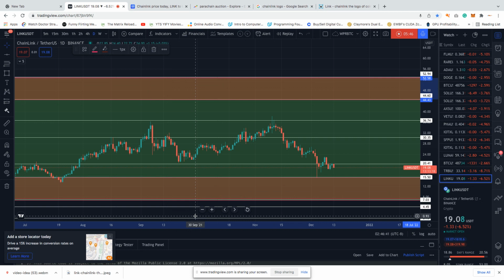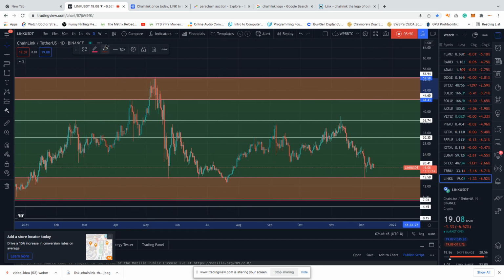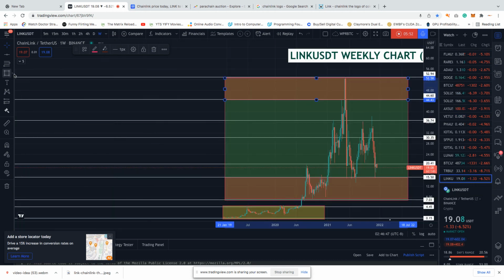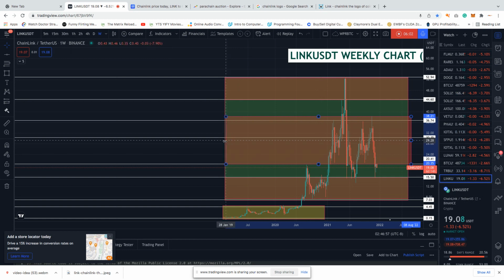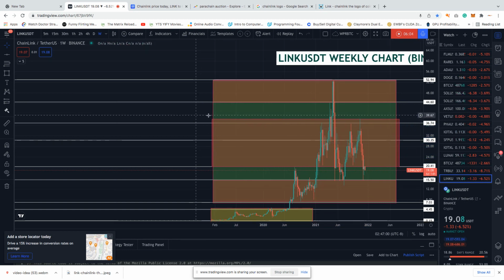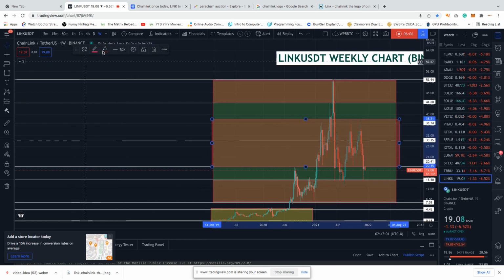I can see that in the daily chart there is a sideways movement that I can still make and take advantage of by going back to the weekly chart and then providing yet another box, right? I get yet another box. Now I can change the color of this new box to something else.